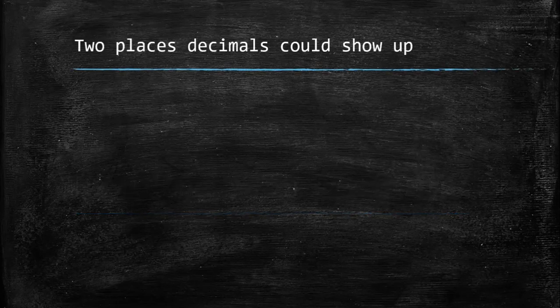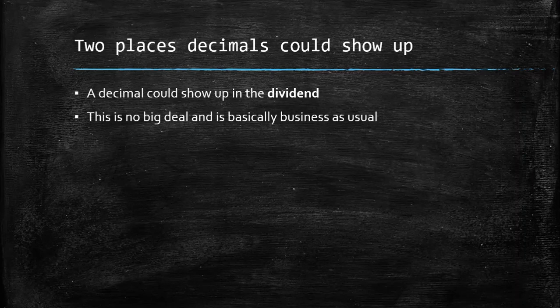So there's two places that decimals could show up. The first one is that the decimal could show up in the dividend. So that's the number that's actually being divided. So this is not really a big deal. It's basically business as usual. We don't have to do anything special except remember where the decimal place goes. You'll see an example of that in a second.